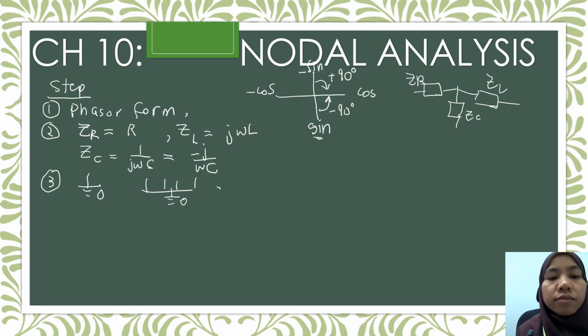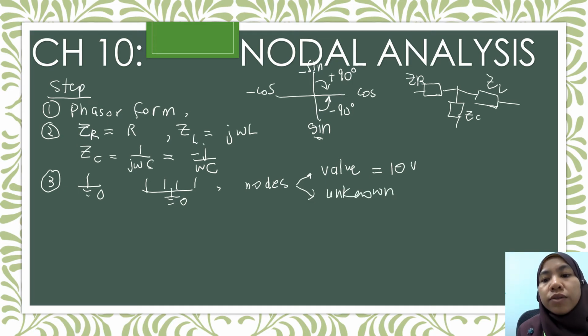And then also we need to figure out all the nodes. You need to name the nodes. If you can give the value of a node, then you state the value of each node. Let's say the value is 10 volts, then give it 10 volts. If this is an unknown value, then you give it some V1 or Vs, depending on what you want to have.